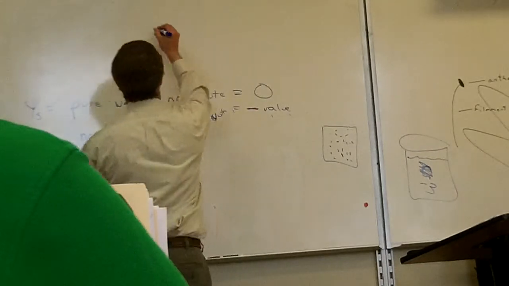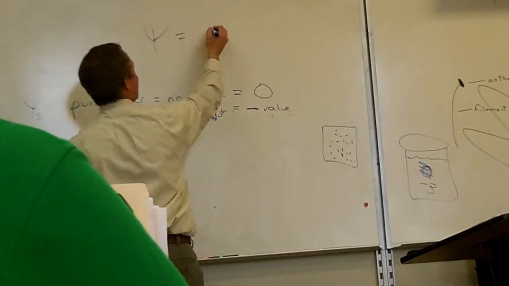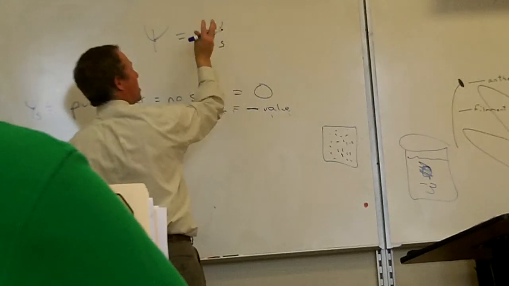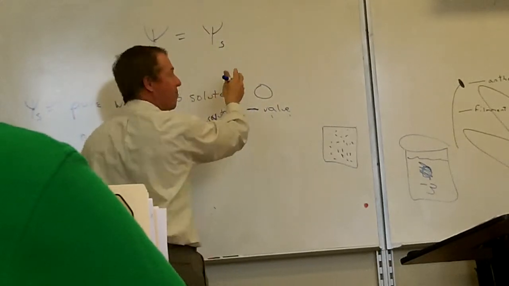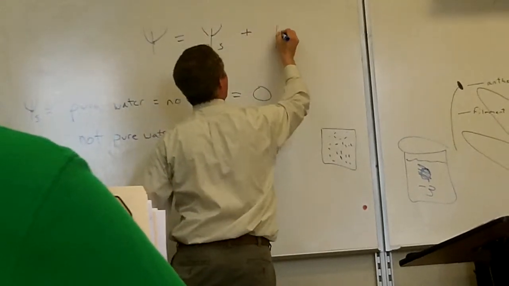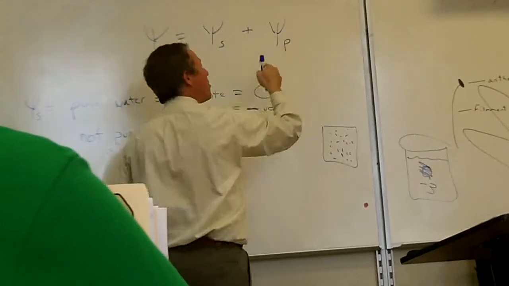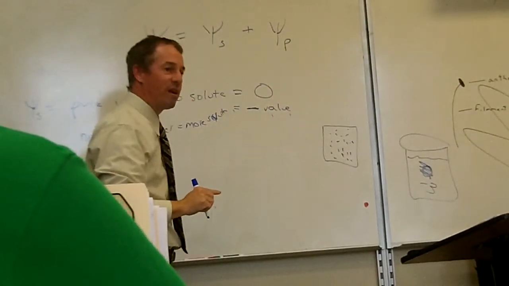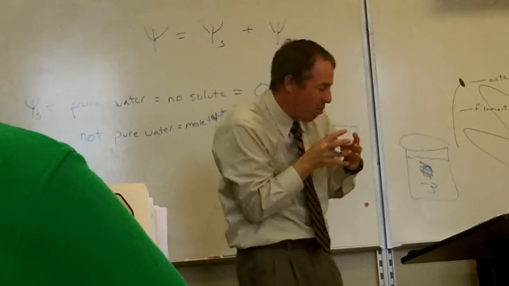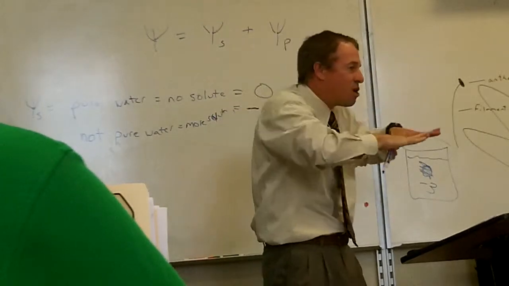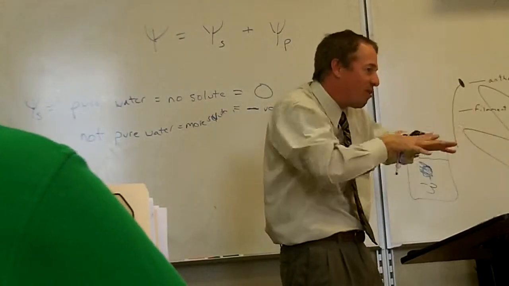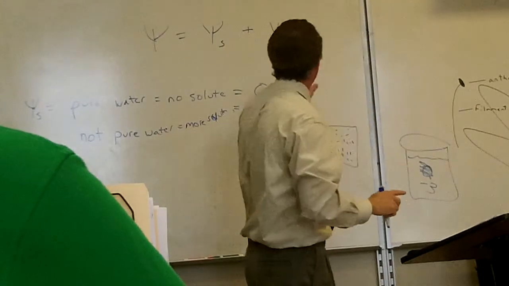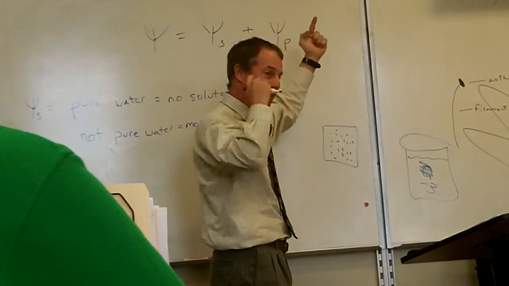Psi is equal to the solute potential, which is either 0 or negative, plus the pressure potential. The pressure potential can be positive. It's how much pressure the water is under. If you push really hard on the water from all directions, the pressure goes up and can get real high.